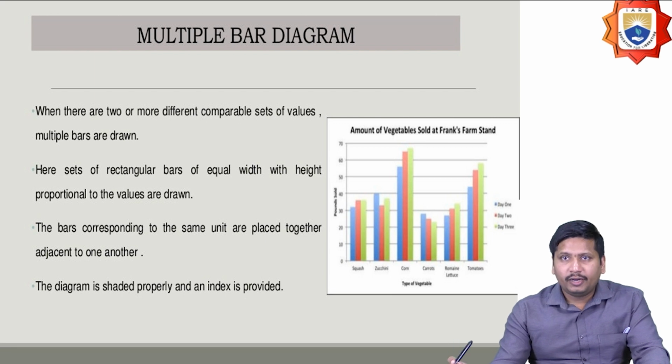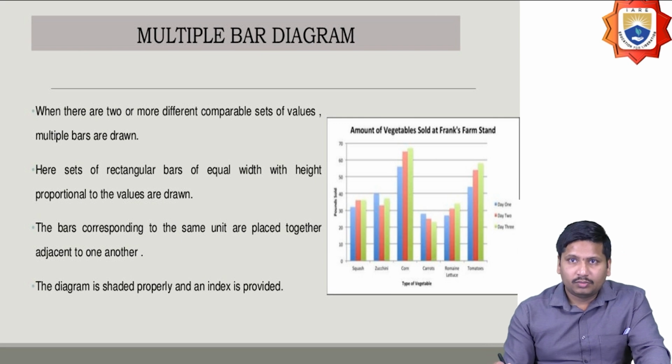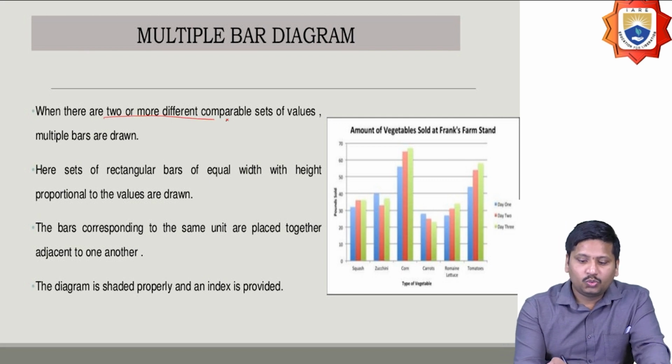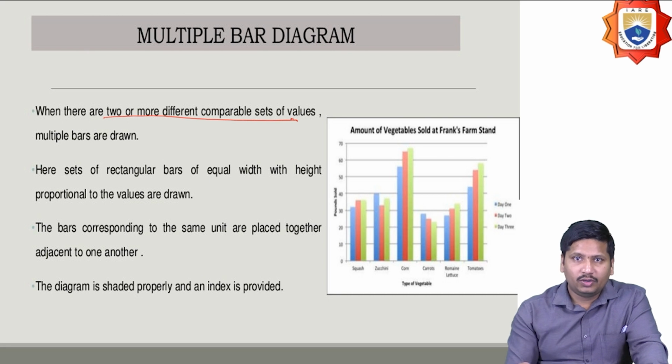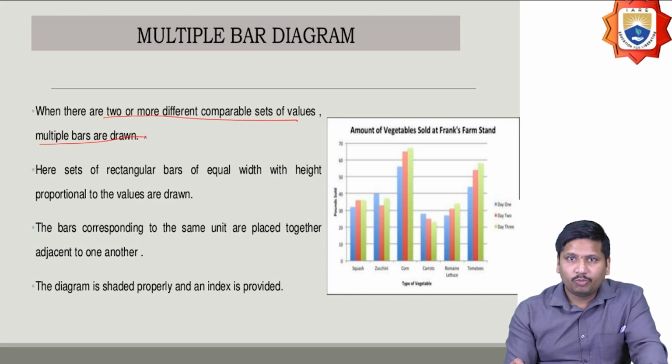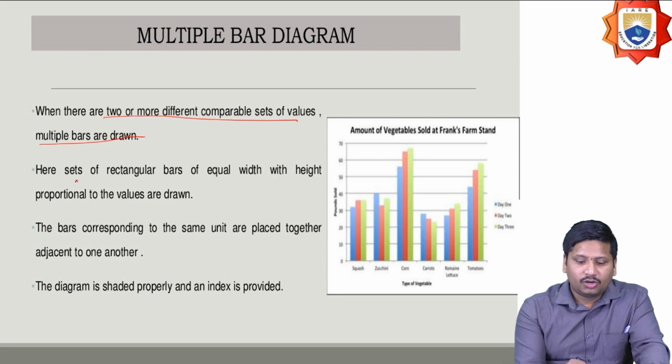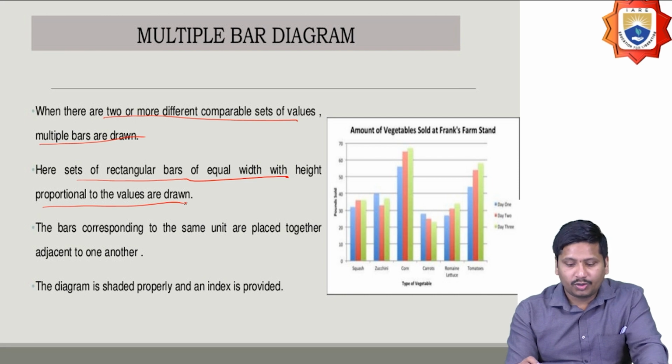And next one is the multiple bar diagram. Here we have to maintain more than three different variables. When there are two or more different comparable sets of values, multiple bars are going to be drawn, a set of rectangular bars of equal width with height proportional to the values. The bars corresponding to the same unit are going to be placed together, adjacent to one another, and the diagram is going to be shaded properly and an index is going to be provided.